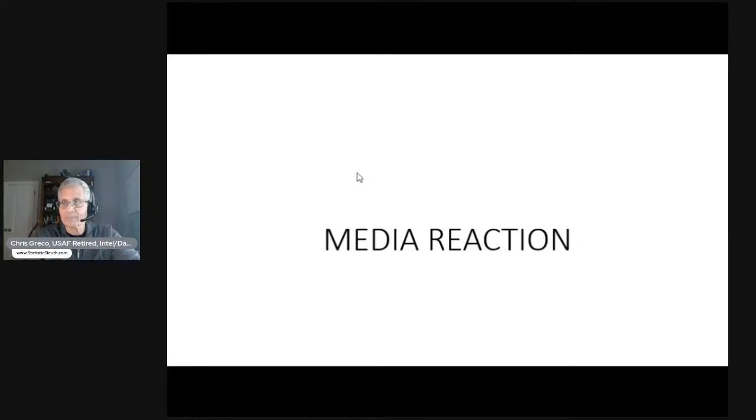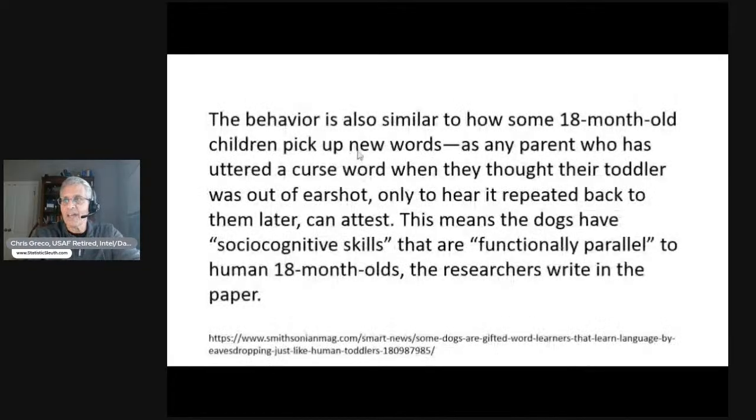The behavior is also similar to some 18-month-old children picking up new words, as any parent who has uttered a curse word when they thought their toddler was out of earshot, only to hear it repeated back to them later, can attest. This means the dogs have socio-cognitive skills that are functionally parallel to human 18-month-olds, the researchers write in their paper. And this was from the SmithsonianMag.com.